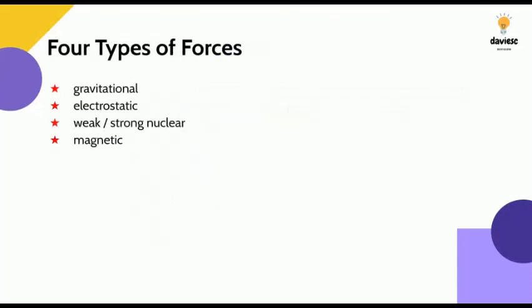And finally, you need to know the 4 types of forces. Very simple. It's gravitational, electrostatic, weak and strong nuclear, and magnetic. You might learn more about these individual types of forces, but you don't need to know all about them at this point.